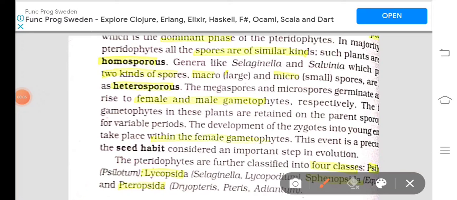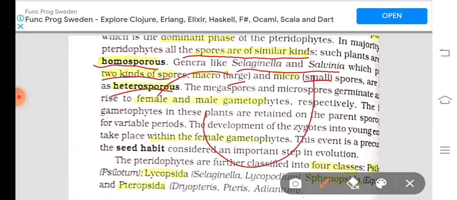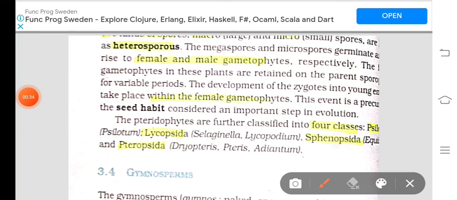Majority of the pteridophytes have similar kind of spores and they are called homosporous. But some pteridophytes such as Selaginella and Salvinia have two kinds of spores, large and small, and they are called heterosporous. The large spore gives the female gametophyte, the small spore the male gametophyte. And the development of the zygote takes place within the female gametophyte.